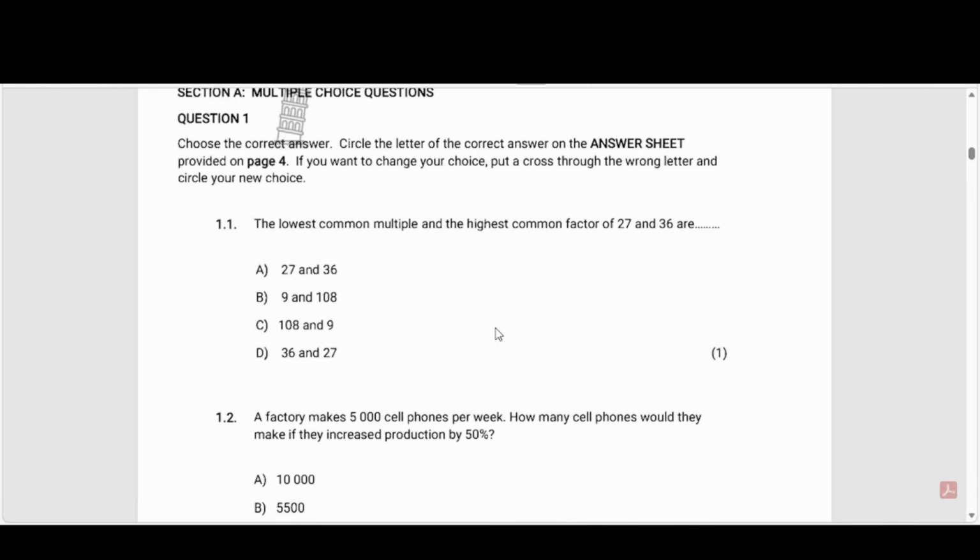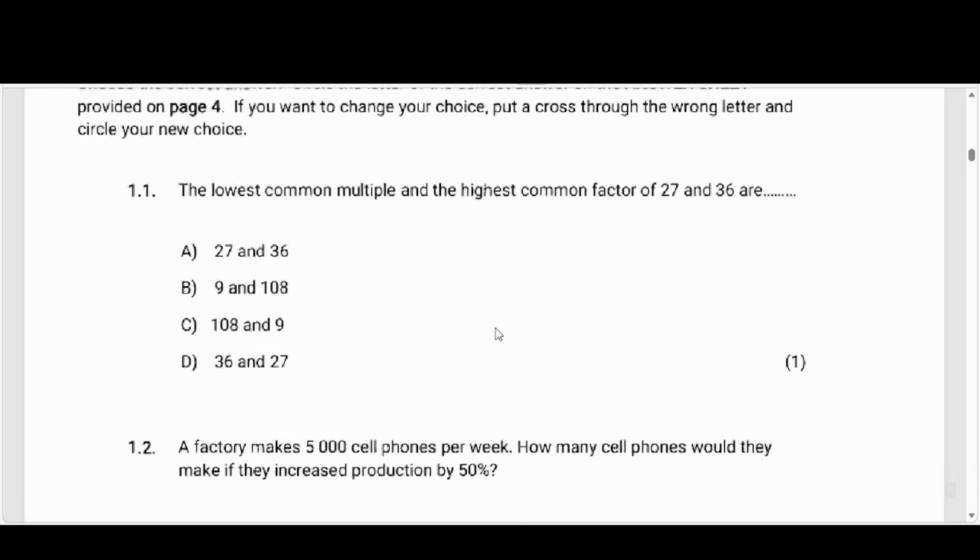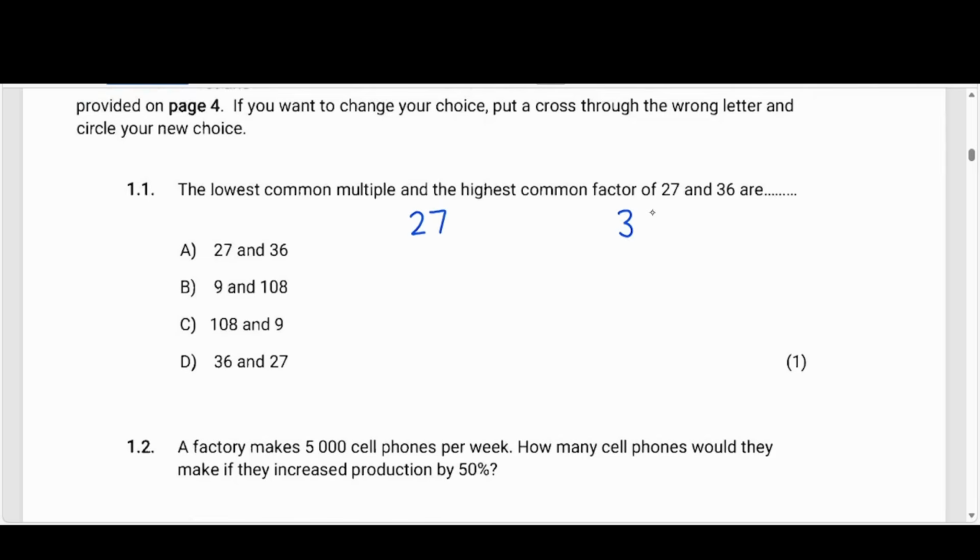First of all, the lowest common multiple and the highest common factor of 27 and 36 are. There are a few ways to do this. You could write down all the factors of 27, all the factors of 36, and write down a few multiples of each. It doesn't matter how you do this one. Usually my method is I do the prime factor tree. I just find that's the quickest. So I would say 27 and 36. Let's break these down into prime factors.